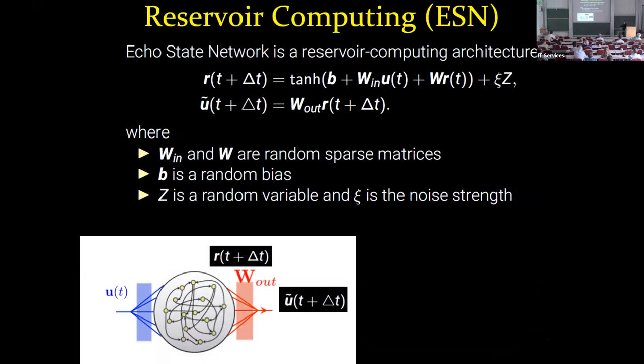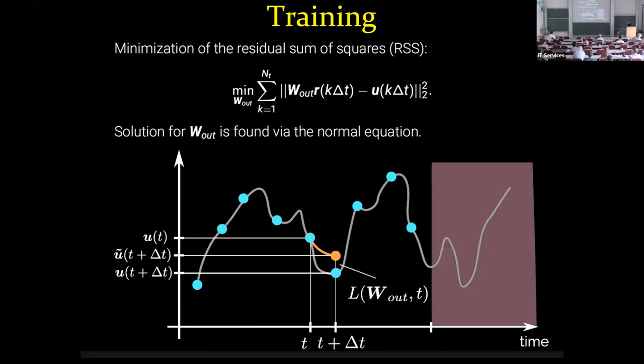linear least squares fitting, essentially. So this is very quick, very easy to do. So as I've said here, you do a minimization of this residual sum of squares. So, you know, at each step, you have this training data. You say, how well can I minimize the least squares fit between the training data and the real data?